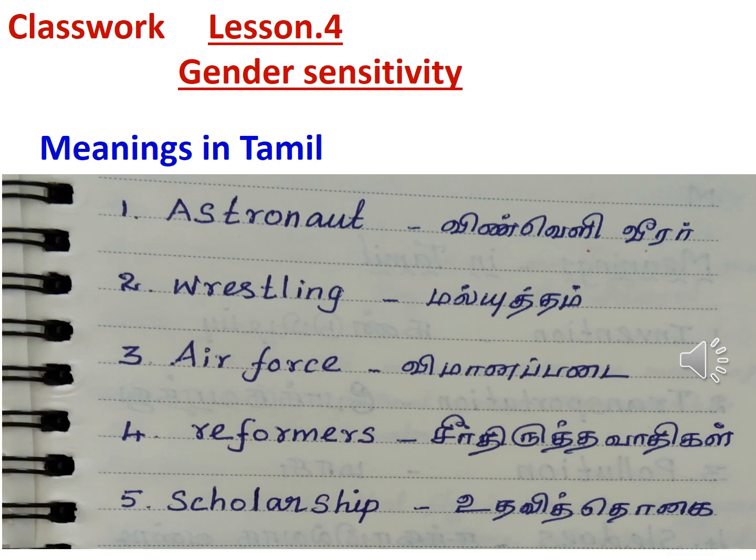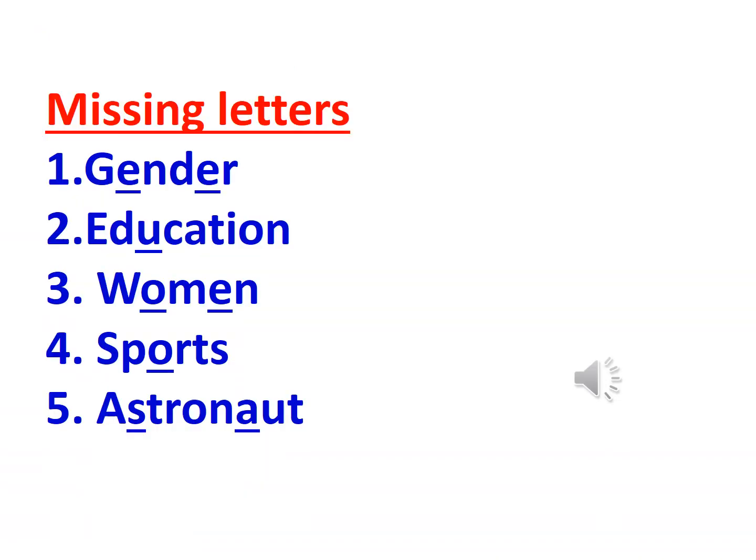Now all of you, can you read? Okay. Then leave one line and write missing letters. Written meanings? M-I-S-S-I-N-G, missing. L-E-T-T-E-R-S, missing letters. Have you written children? Leave one line and write neatly. Your handwriting should be neat. Okay, write first one, gender. G-E-N-D-E-R, gender. Have you written?